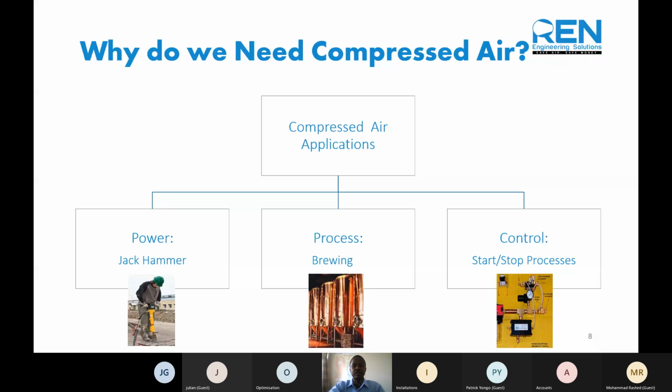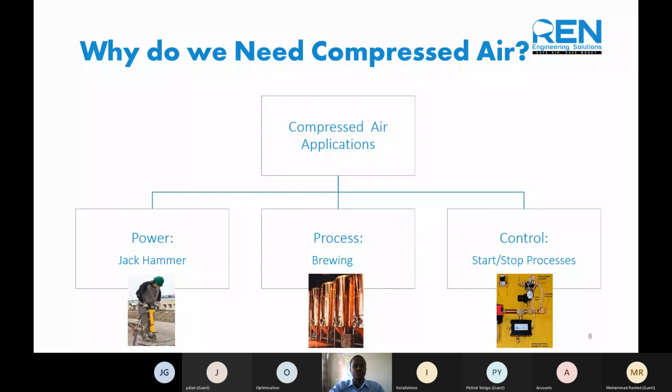The second set of applications that interests us today is process applications. This is where compressed air is used in the process itself. So compressed air can be an ingredient or actually coming into contact with your products. Some examples of this include combustion, liquefaction, hydrogenation of oils. Compressed air is also extensively used in brewing and the manufacture of ice cream as an ingredient.